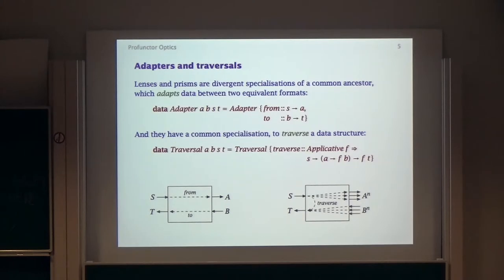So it's like the lens picture, but with one of the bits of dashed arrows missing. It's also like a prism, but it's a variant type with only one variant, so the matching always succeeds. There's no way it can fail. So again, one of the dashed bits of lines is missing in the picture.